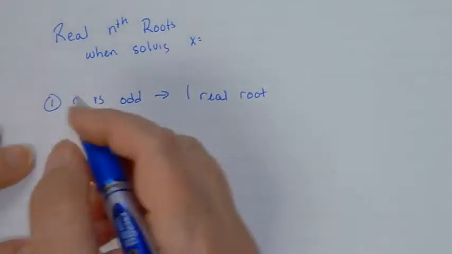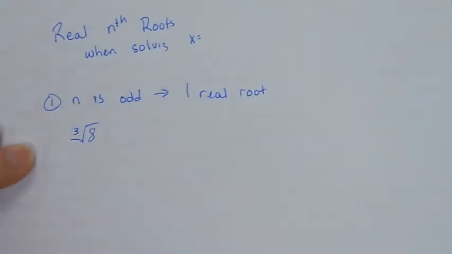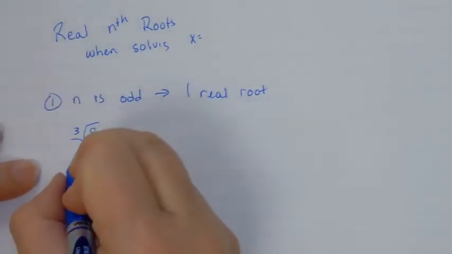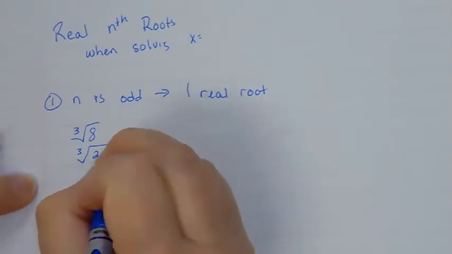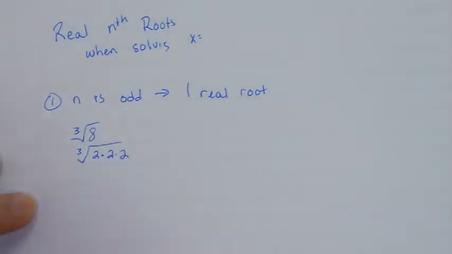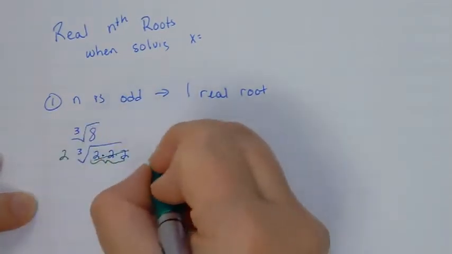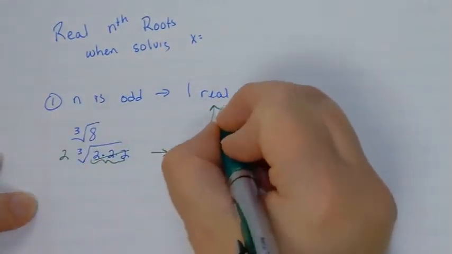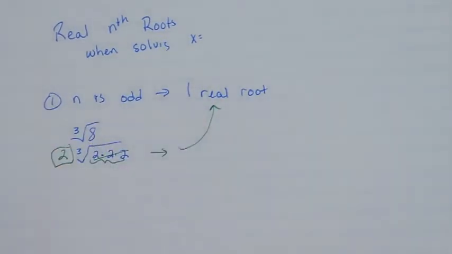Let's just use the cube root of 8 as our example. The cube root of 8 is 2 because 8 can be broken into 2 times 2 times 2. Since this is a cube root, I'm looking for something that happens in a group of 3. So the answer is 2. 2 is one real root. In fact, positive 2 is the actual answer, and positive 2 is a real number.